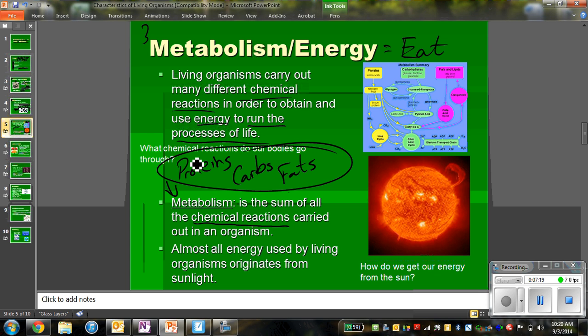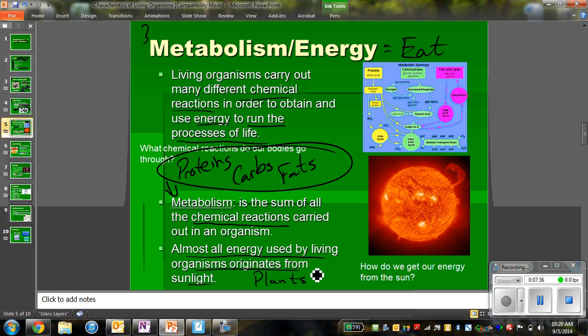And then, last kind of cool point here is that almost all energy used by living organisms starts from the sun. Remember, plants use energy from the sun to actually power their chemical reactions.